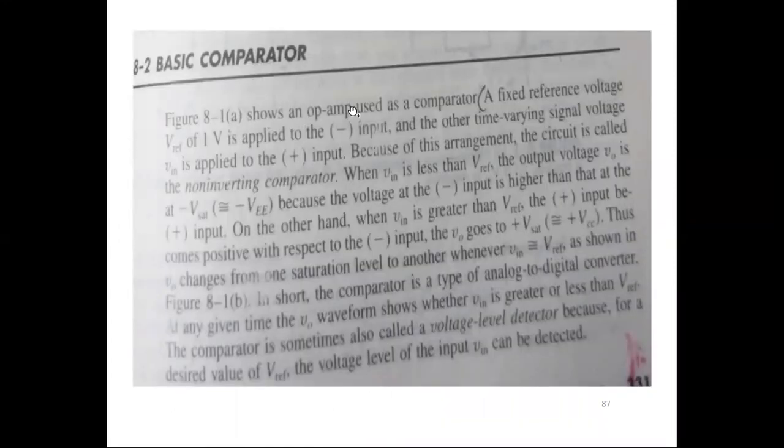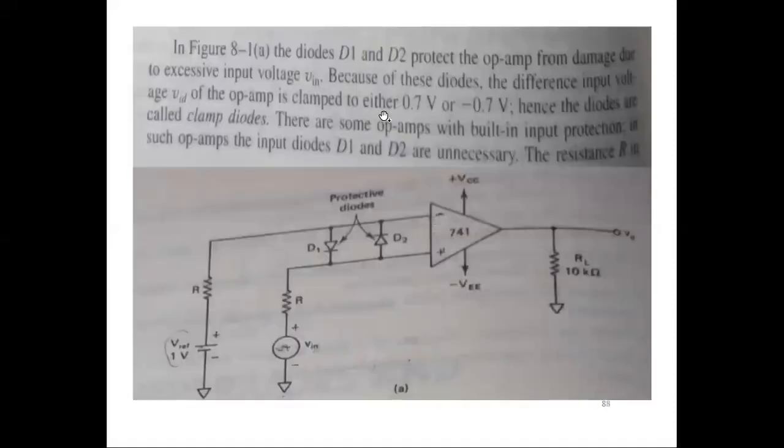So first is the basic comparator. The basic comparator looks something like this. So what have we given here? We have given the reference voltage through the resistance R to the inverting terminal, and to the non-inverting terminal we are giving the input signal.